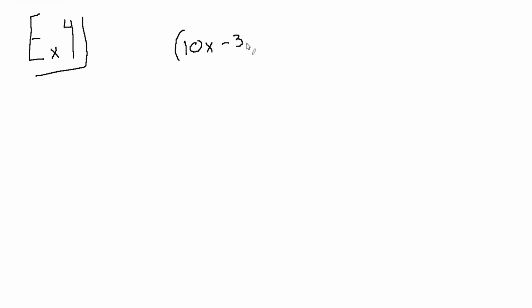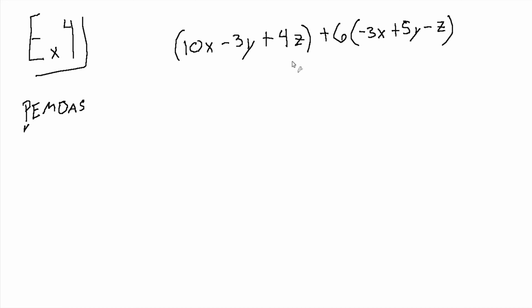Example number 4, we have 10x minus 3y plus 4z plus 6 times negative 3x plus 5y minus z. Go ahead and write your PEMDAS. Do everything in the parentheses you can. So combine everything in like terms. There's nothing you can combine in the first one, but the second one you can. You can distribute the 6.